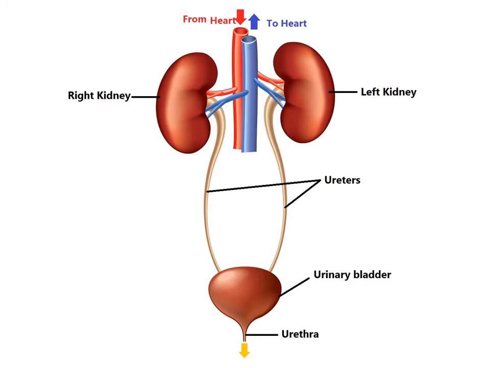So what is the job of the ureters? The ureter is only like a pathway. It only passes the urine from the kidney to the urinary bladder. That's it. It has no other job, just passes the urine from the kidney to the urinary bladder. Once the urine passes into the urinary bladder, we start to store the urine inside the urinary bladder.